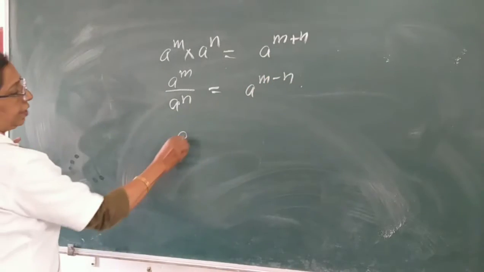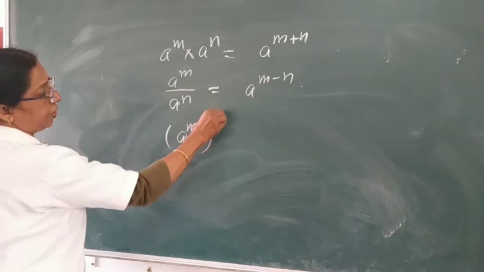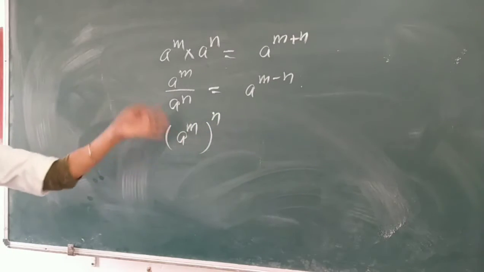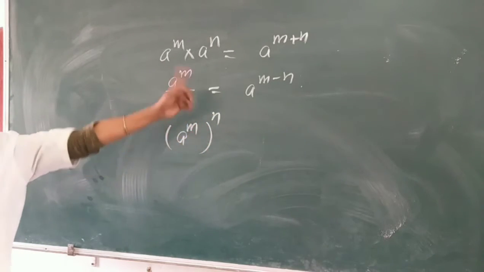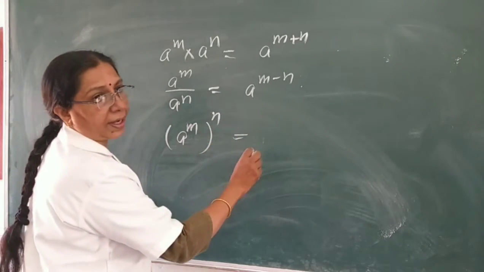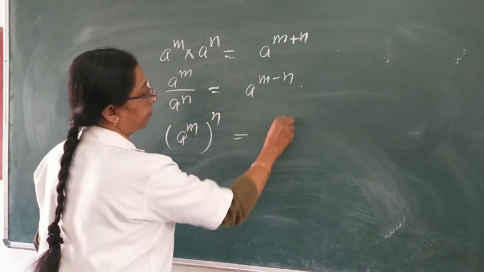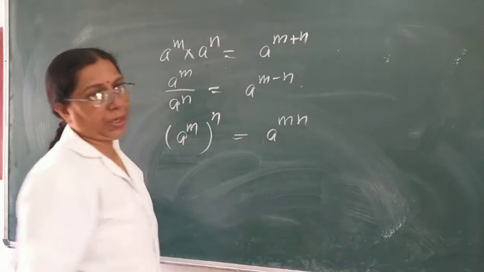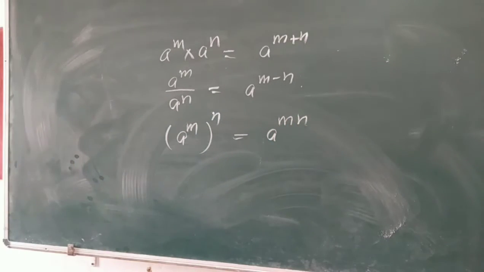Then a raised to m the whole raised to n. Taking power of a power. One power is given to another power. That is a raised to m n. m into n, you have to multiply.